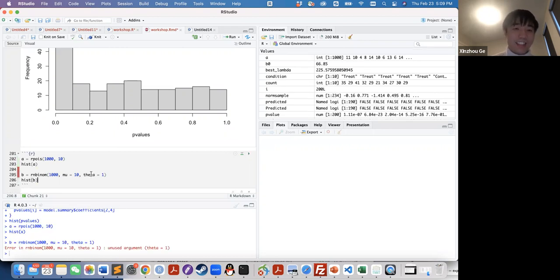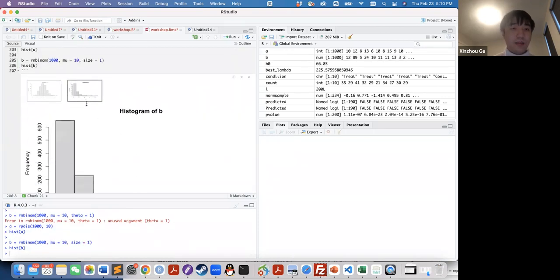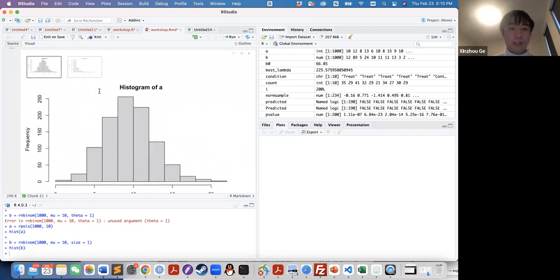Okay, sorry. In R, it is not called theta, but no problem. I guess it is called size. Yeah, it's called size. So sometimes it is called size, and we generate it from that function, and let's see what the data look like. So let's first look at the histogram of the Poisson distribution.